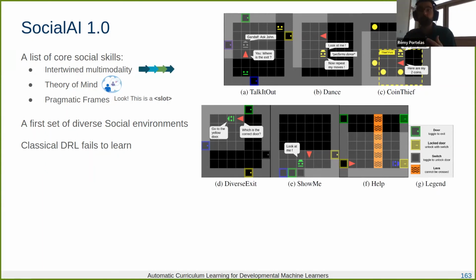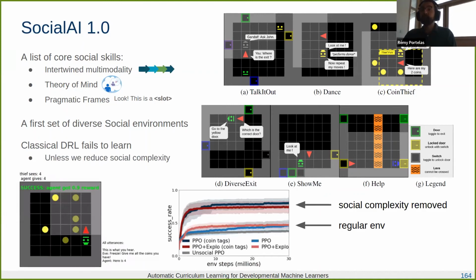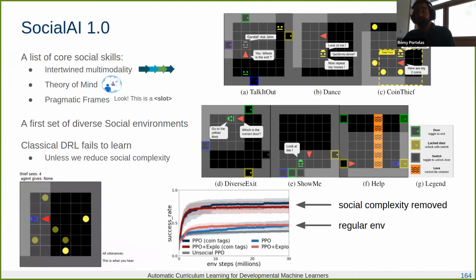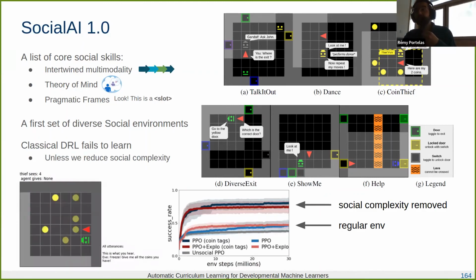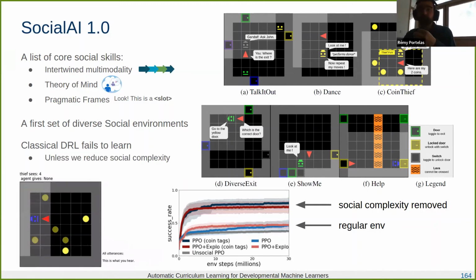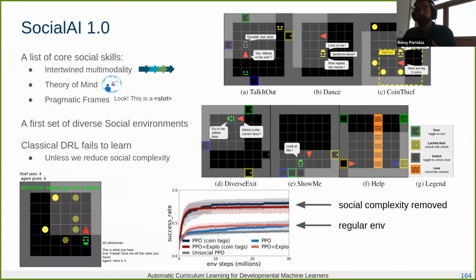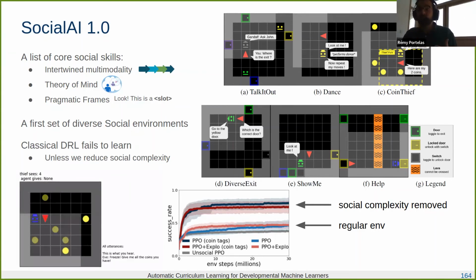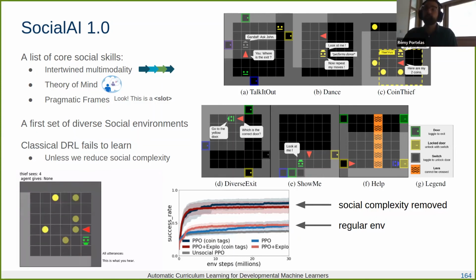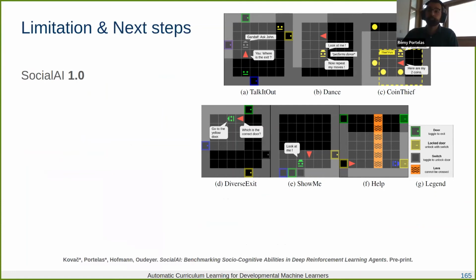And using this set of social problems, we are then able to show that a state-of-the-art DRL approach was unable to learn optimal policies in any Social AI environment. And more precisely, we conducted multiple case studies showing that this DRL learner was failing due to the social complexity of our environments. And so when removing this complexity, so for example, by visually tagging coins the thief is able to see in the coin thief environment, then the agent's performance improves substantially. So that was Social AI 1.0, for which we envision many updates.